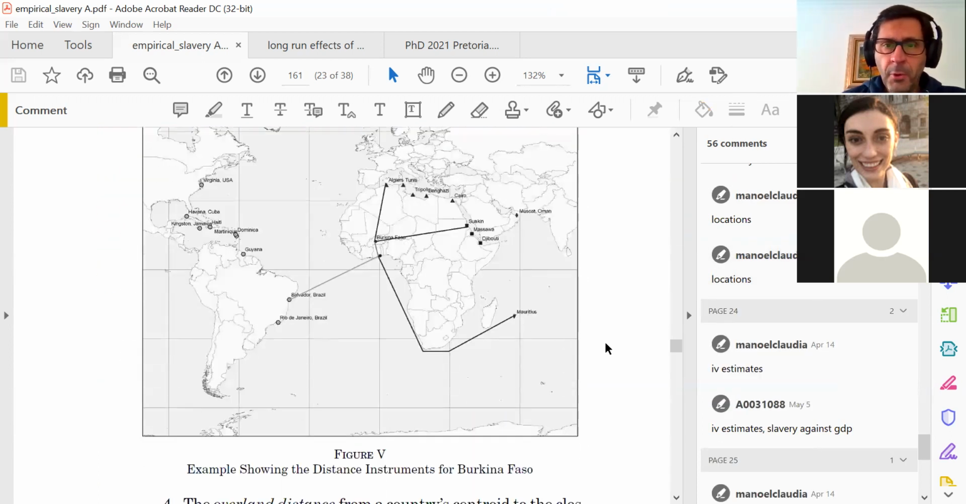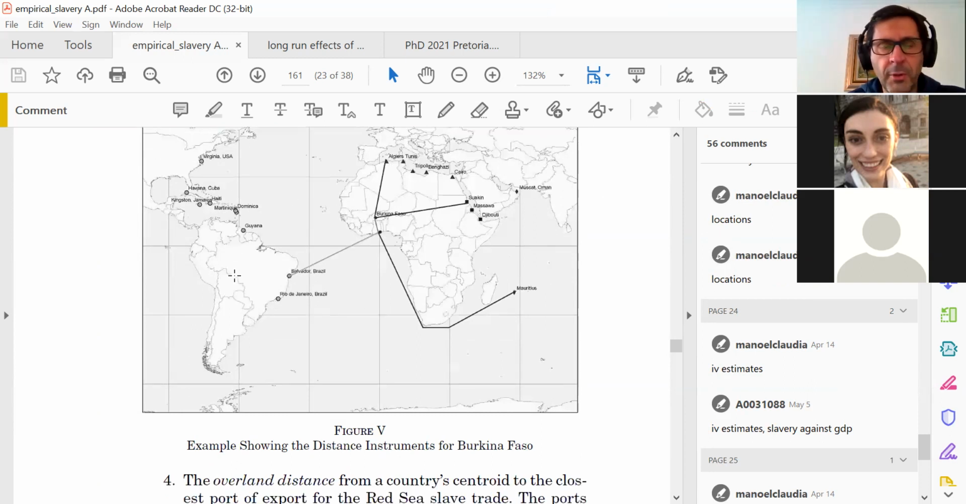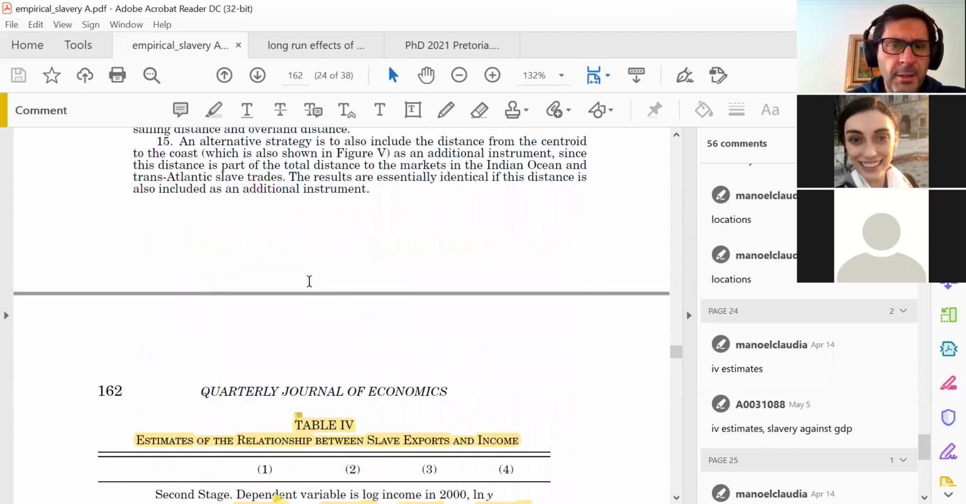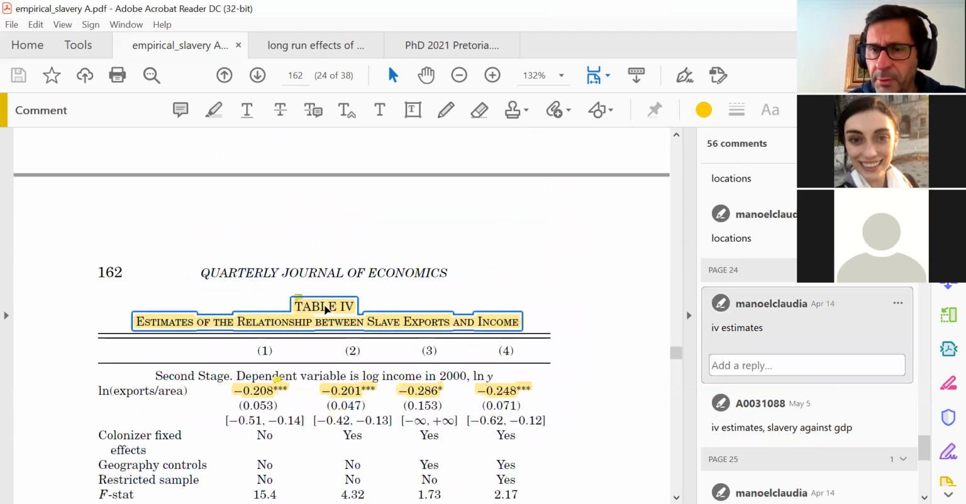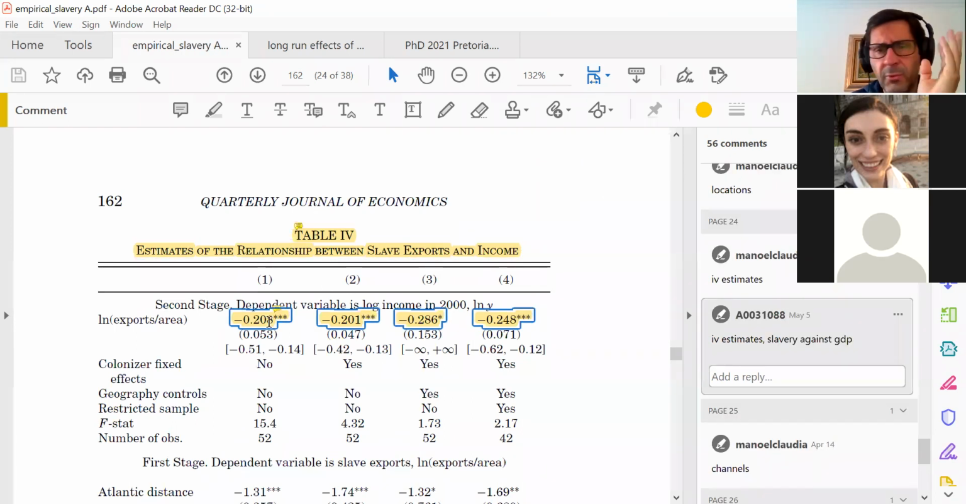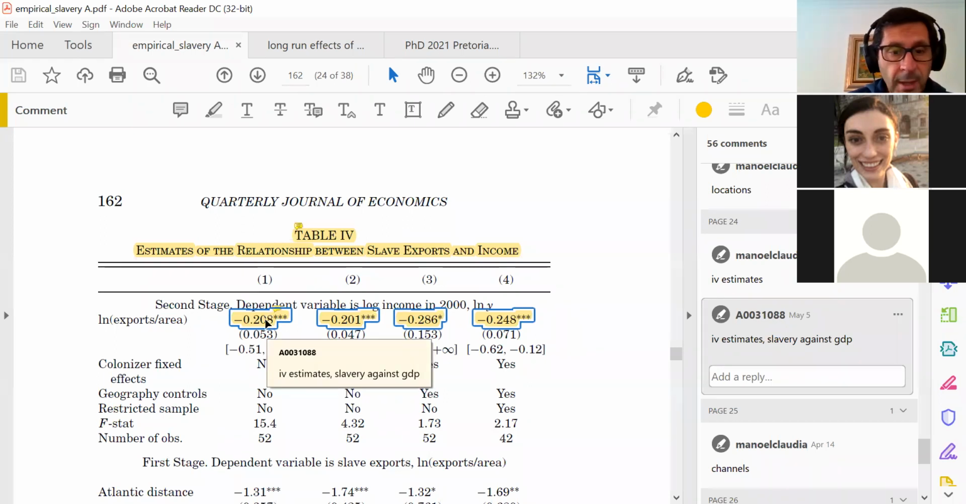And there it is, right, folks? The map, right? That's Salvador, that's Rio, which just gives you an idea of the location, right? Let's see table 4, estimates of the relationship between slave exports and income. And what he finds there, folks, is that we are going to stop for a break in a few moments. So that's the second stage, right?